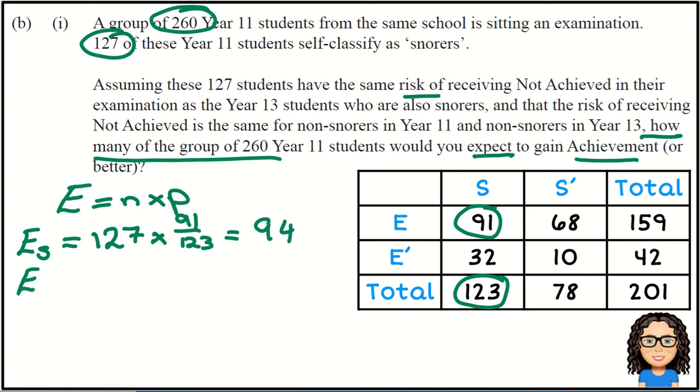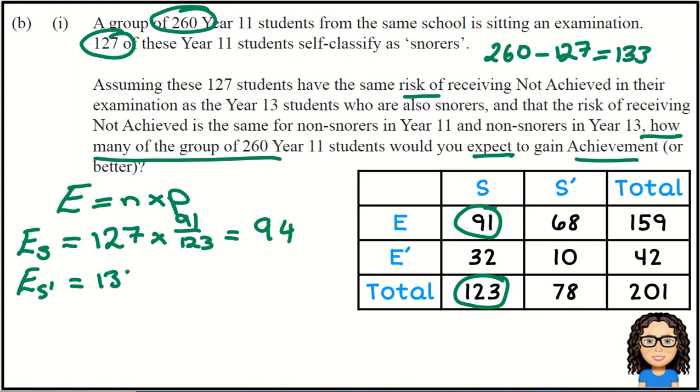Now I'm going to find the expected value for the non-snorers. So I need to work out, well, I've got 260 year 11 students, take away 127 of them that are snorers, and that leaves me with 133 of them that are non-snorers.